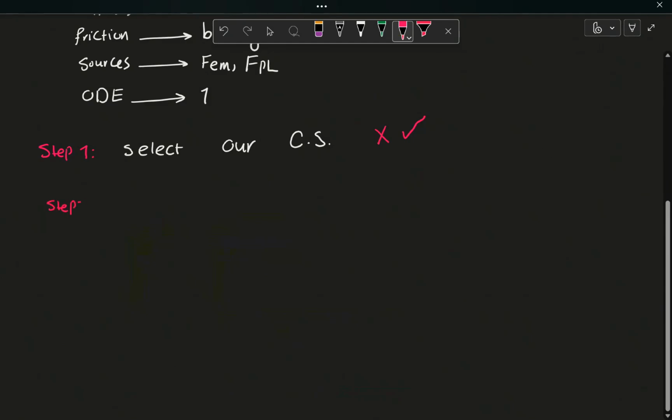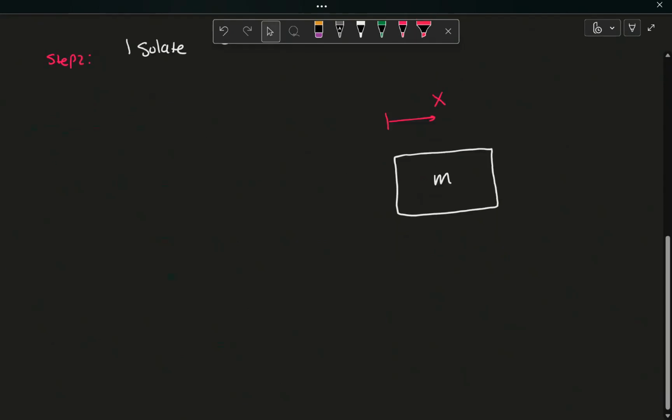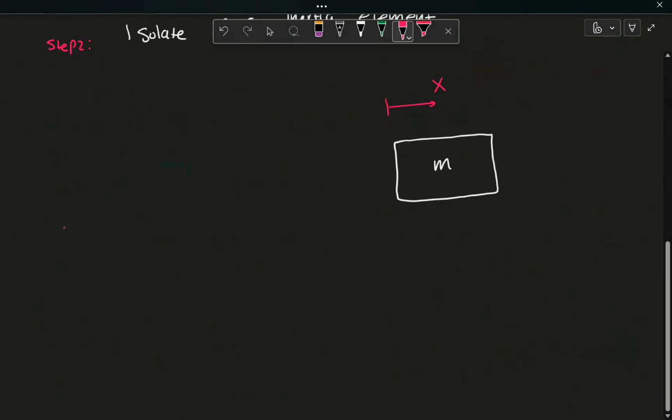Step 2, I'm going to isolate my inertia element. So what do I mean? Grab that inertia element, disconnect it from the system, and throw it on a piece of paper. Okay. Step 3, it's going to be my free body diagram.